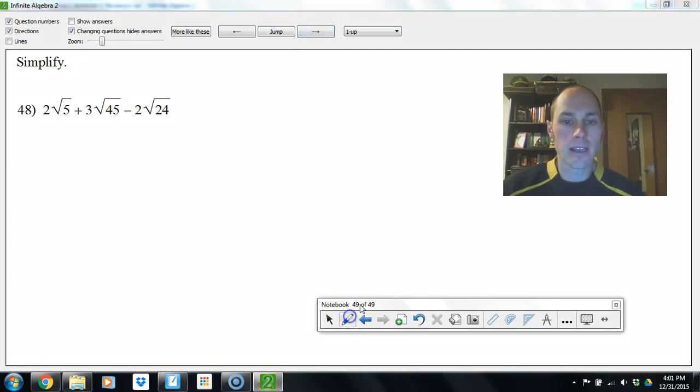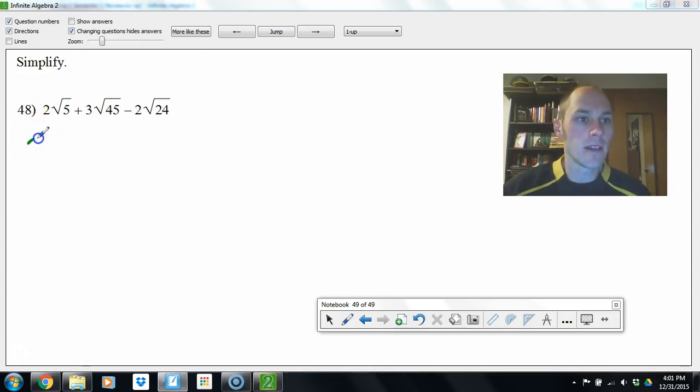Next one, when we're adding radicals, we need to look for common radicals, like radicals. So 2 square root of 5 plus 3 times the square root of 45 minus 2 times the square root of 24. None of these have like radicals. So let's see if we can simplify any of them down. 2 square root of 5. Square root of 5 is as simple as it can go, so we'll leave that one.